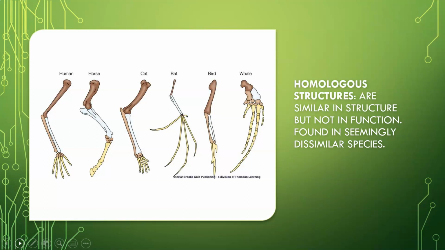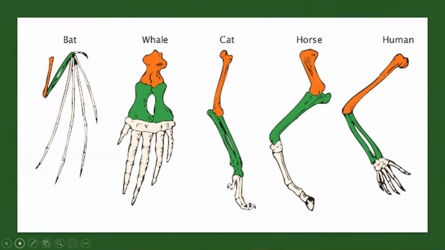Now if we look at the cat, very similar to the human, but the cat leg is used for a very different function than the human arm. The bat wing is very similar in structure to that human arm. It's got those five digits, but a very different use of them. That's the same thing, just in a different kind of view.